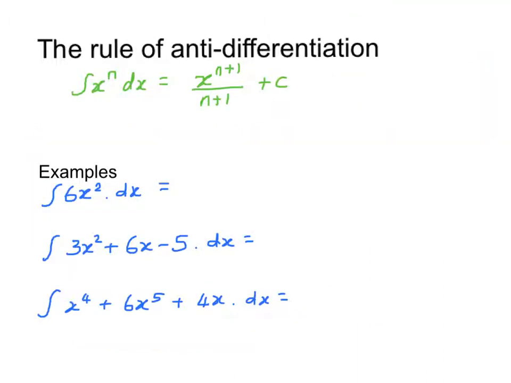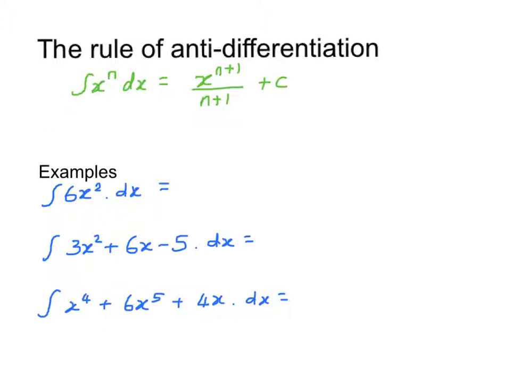Let's look at the next. So our rule for anti-differentiation: we add 1 to the power. The index n becomes n plus 1, and then we divide that term by n plus 1, and then we add a constant to the end of the expression. So some examples here will do.